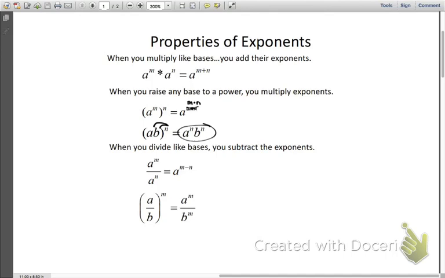If we multiply, then we add our exponents, whereas if we divide, then we're going to subtract. Whatever's on top gets subtracted by whatever's on the bottom. Okay, and then vice versa, where these two are very similar. If you're multiplying and everything's inside the parenthesis, then that power goes to everything inside. Same way if you're dividing. That power goes to whatever's on top and whatever's on bottom.